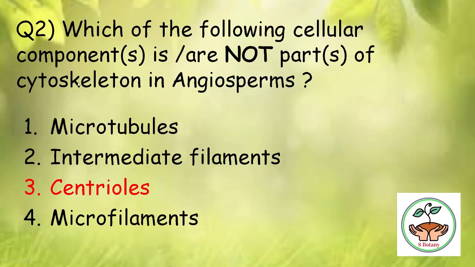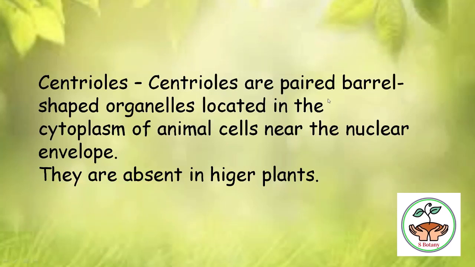Next is, which of the following cellular components are not part of a cytoskeleton in angiosperms? The options are microtubules, intermediate filament, centrioles, and microfilaments. So the correct option is centrioles, as the centrioles are the paired barrel-shaped organelles located in the cytoplasm of the animal cells near the nuclear envelope, and they are absent in the higher plants, so they are absent in the angiospermic plant cell also.